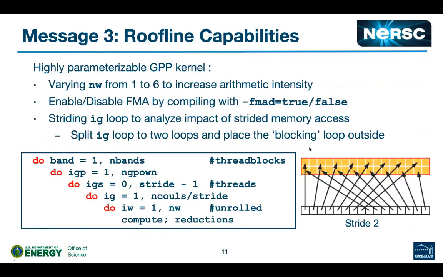So to do this striding, we're going to look at strided memory access patterns. We're going to break this IG loop into two loops. One is controlling the stride size, and the other one is going around still picking up different elements, but at a stride. So an example is stride 2, and you can see each element is not accessing contiguous memory anymore. It's jumping 2 elements at a time.